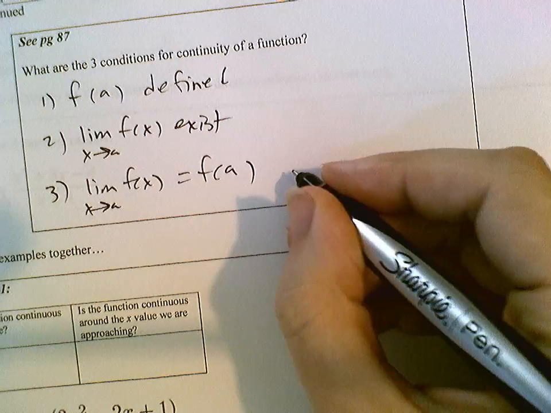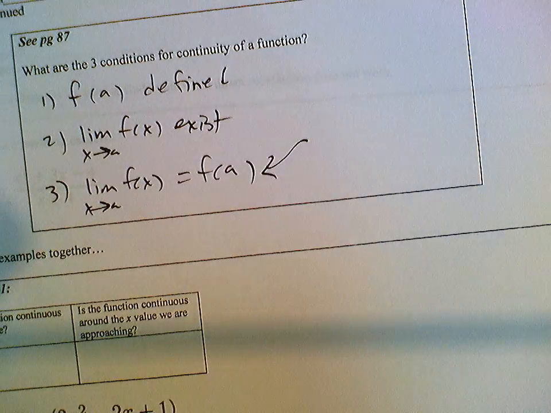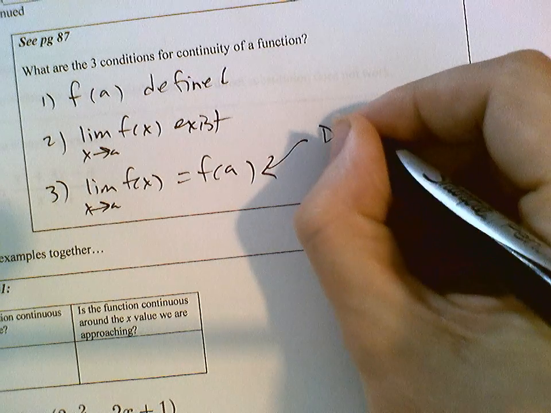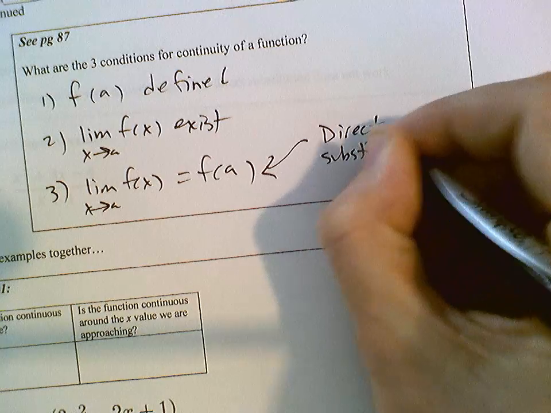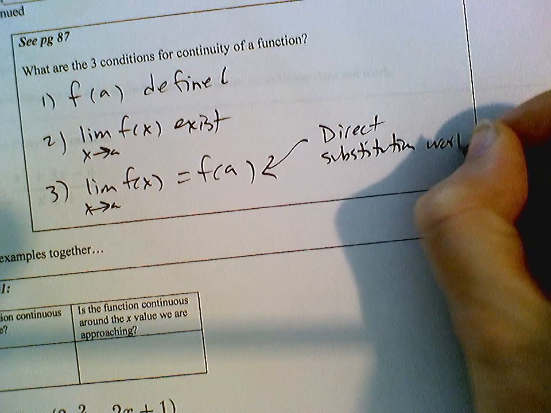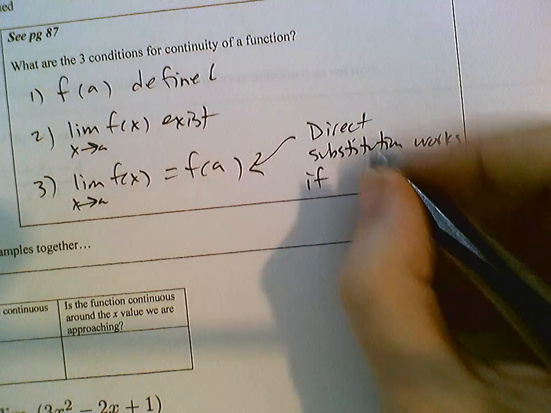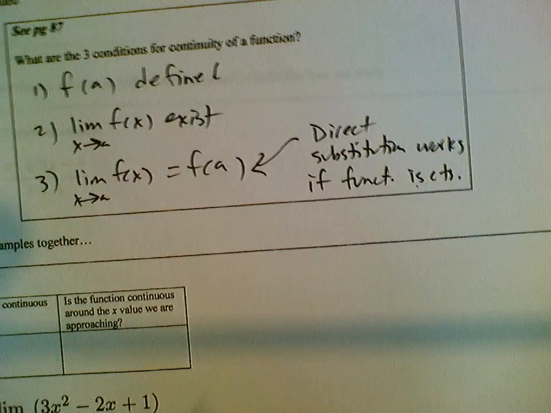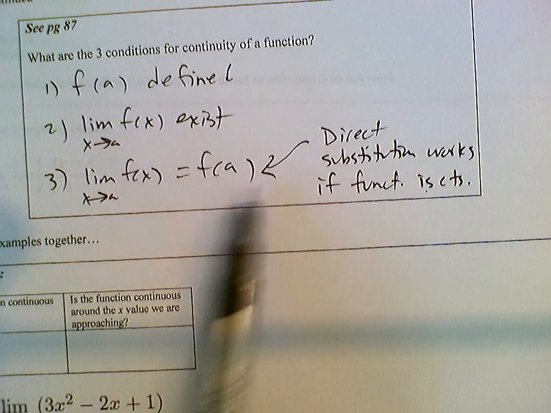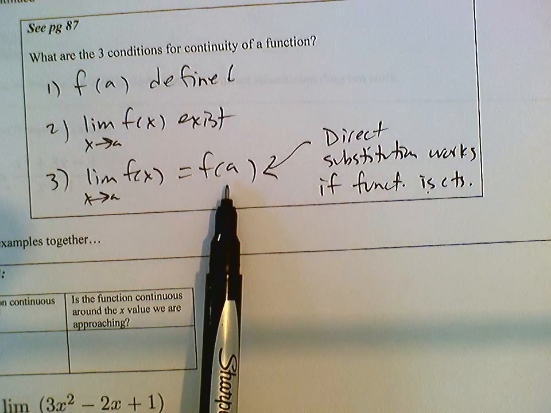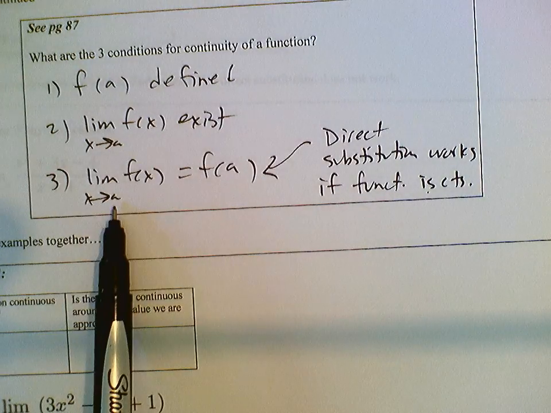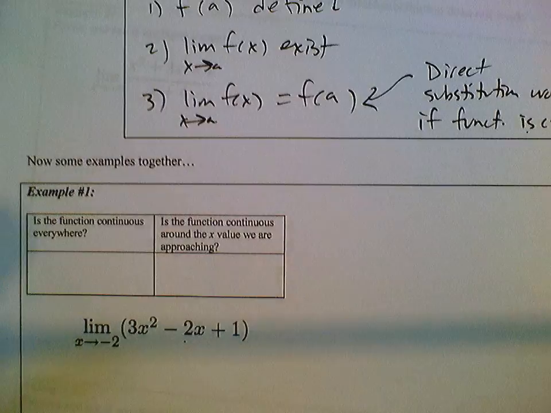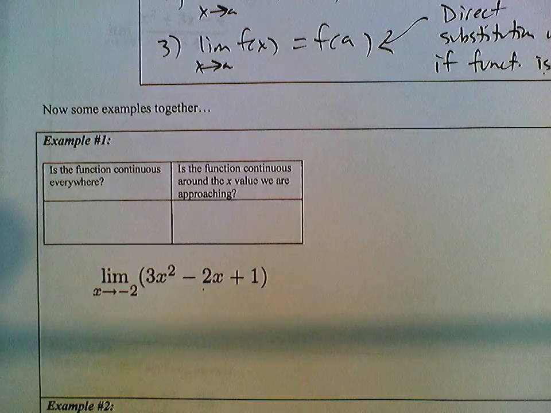So let's write this down. Direct substitution works if the function is continuous. Okay, so what I'm saying here is that if the function is continuous, then to find the limit, you could do what's called direct substitution and just plug in the x value that you're approaching, and it's going to be the same as the limit value. Okay, only works if the function is continuous around what you're approaching.